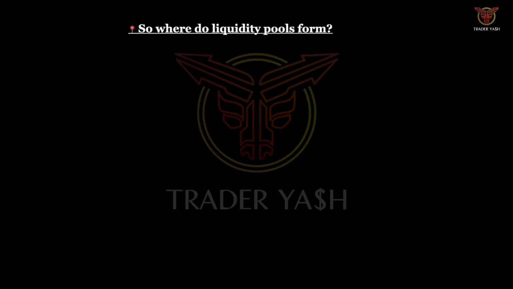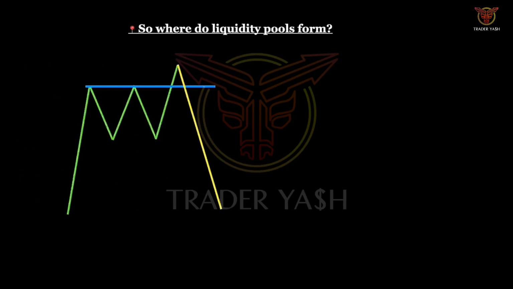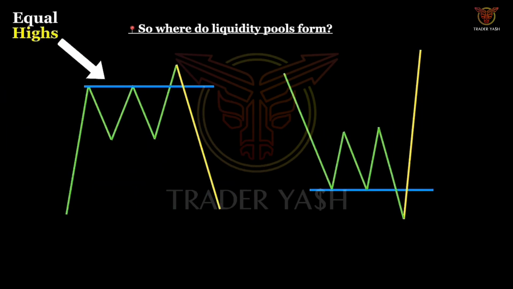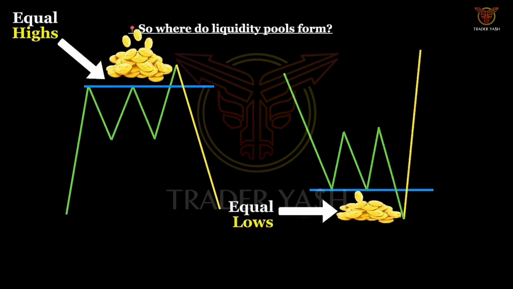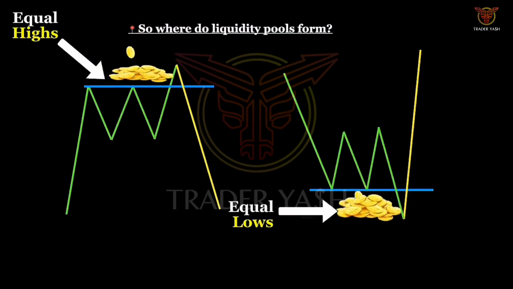So where do liquidity pools form? There are two classic locations. Above obvious highs, where breakout traders place buy-stop orders. This creates buy-side liquidity. Below obvious lows, where stop losses from long trades and breakout sell stops cluster together. That's your sell-side liquidity.